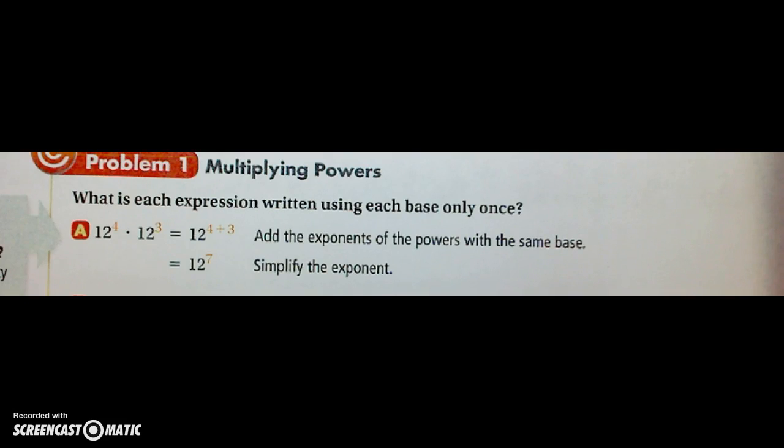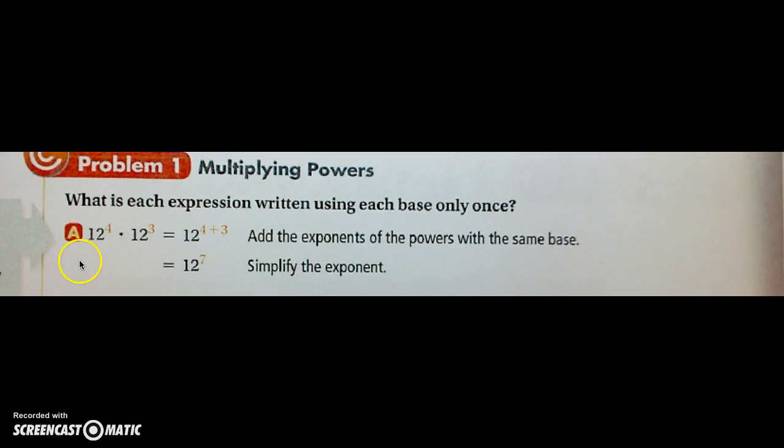Problem number 1, multiplying powers. What is each expression written using each base only once? So we have 12 to the 4th and 12 to the 3rd, and we add the exponents together, so we have 12 to the 7th, and so we simplified the exponent.